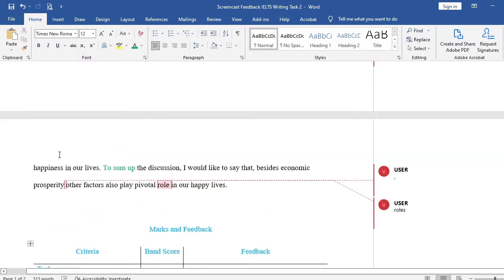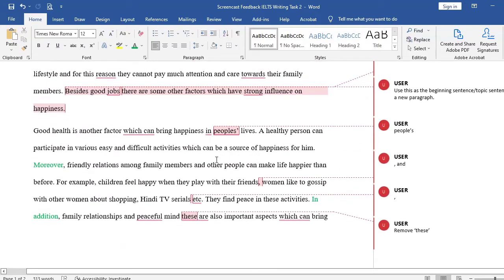Moving back to task response, let me just talk about that first. Finish that part. So here she writes about good health. So this is another factor which is not related to money, right? Which is not exactly 100% related to money. So she says this is another factor, and she goes on to explain this position. And she writes about another factor, which is friendly relations among family members, right? So this is another factor. One factor is good health, another factor is friendly relationships. And she explains this position as well.